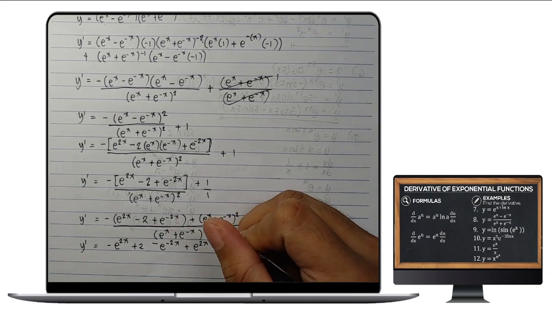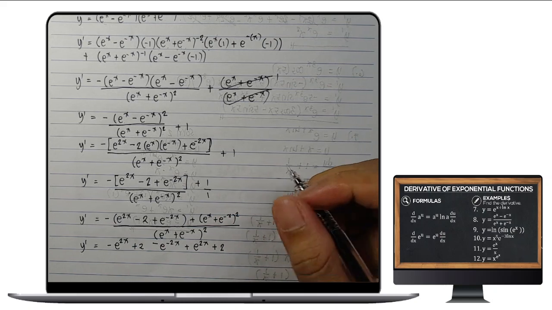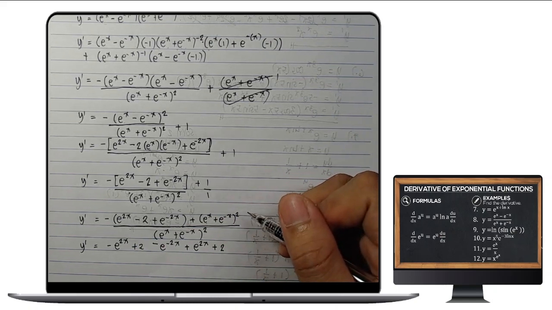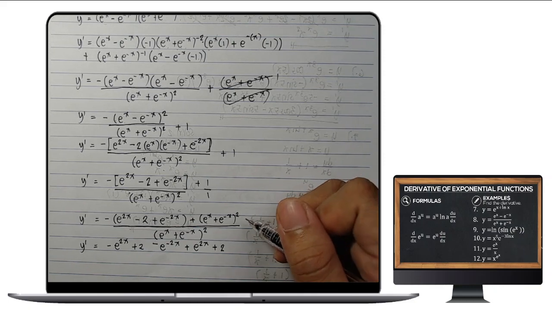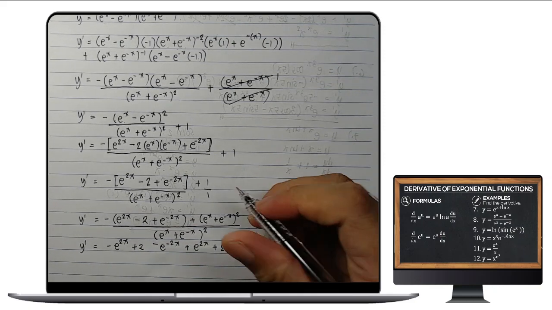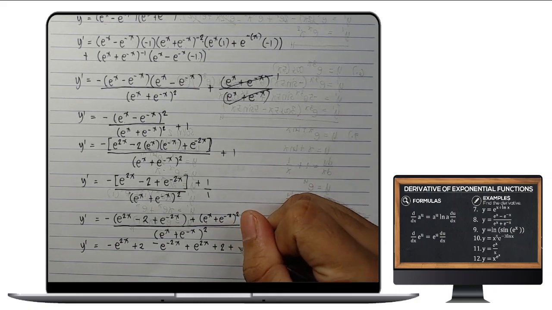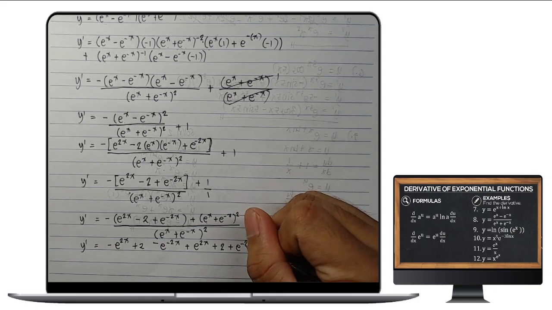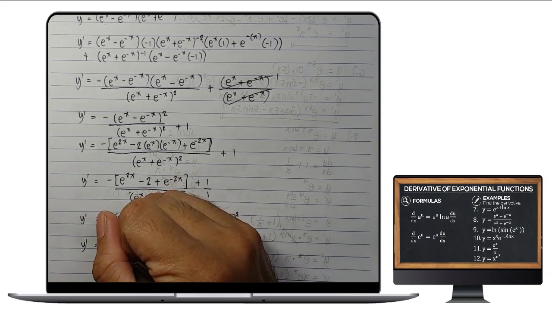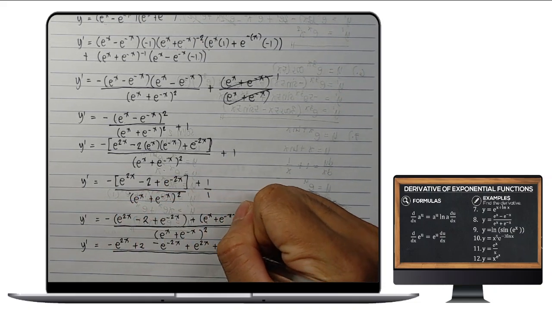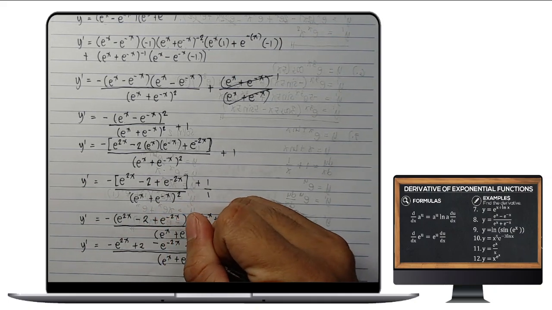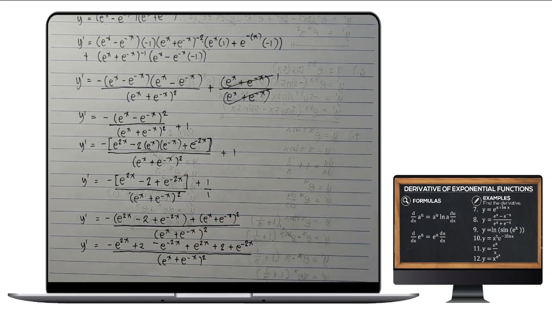Product of first and second times 2. So again, that is simply 2. Because that is e raised to x times e raised to negative x, that is e raised to 0. And any function raised to 0 has the value of 1 times 2. So that is simply 2. And plus, square the last term, that is e raised to negative 2x. Then divided by e raised to x plus e raised to negative x being square.